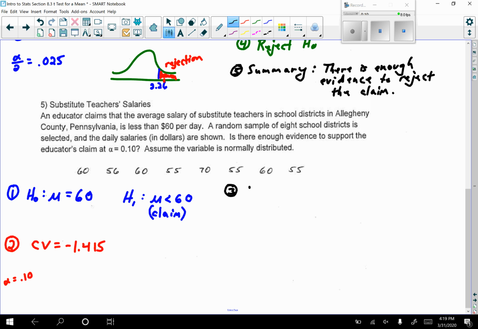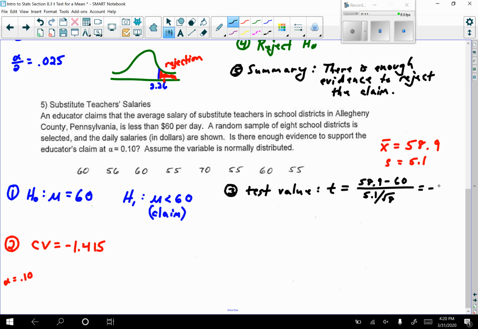Step 3, our test value is t equals our sample mean. Oh, we have to show that off to the side. So hopefully you guys were finding x bar. We're going to round up to one more place value here. It should have been 58.9. Our sample standard deviation should have been 5.1. So hopefully you were finding those. All right, so using that, we'll get 58.9 minus 60 over 5.1 divided by the square root of 8. And we should be getting a negative 0.61 for our test value.